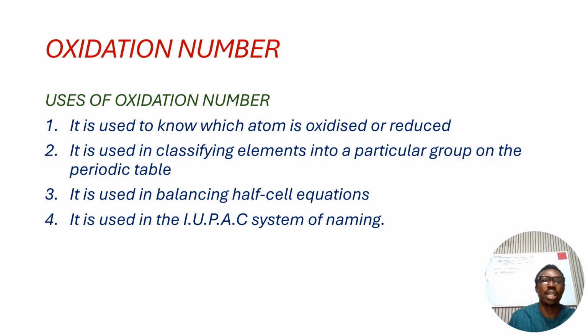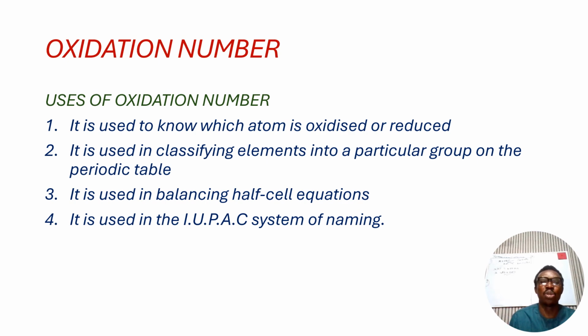Then the second one is that it is used in classifying elements into a particular group on the periodic table. We know that oxidation number can be defined as the valence electrons, the electrons on the valence shell of an atom. So it is used in classifying elements into a particular group on the periodic table. Then number 3, it is used in balancing half-cell equations. We use oxidation number to balance half-cell equations, both simple ionic equations and complex ionic equations.